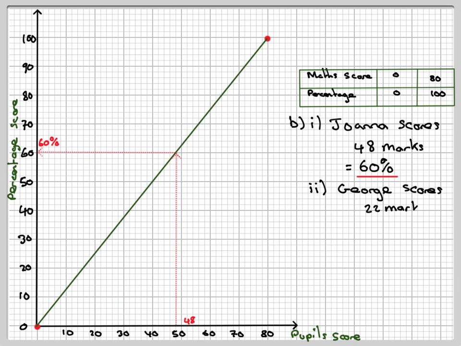George scores 22 marks, so same sort of idea. We find 22, which is there. Draw a line upward and draw a line across, and we get 28%.